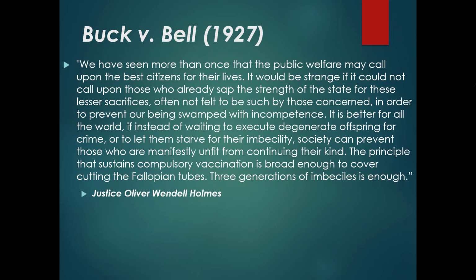What 3 generations was Justice Holmes talking about? He was talking about Carrie's mother, he was talking about Carrie, and he was talking about Carrie's daughter, Vivian. So break this apart. What he's basically saying is that your country sometimes asks you to give up your life. And it would be strange if people who are already a drain on our society would not make some lesser sacrifices. And interestingly enough, he mentions that these imbeciles, these people that are called to make the sacrifice, don't even think of it that much. So in other words, he's saying they don't care.